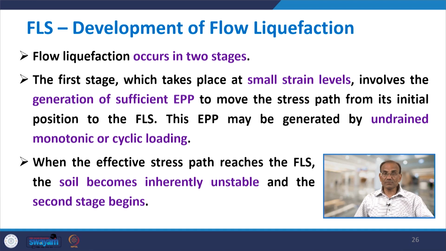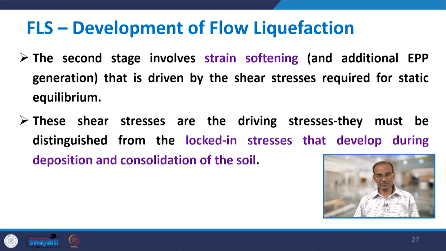Flow liquefaction occurs in two stages. The first stage, which takes place at a small strain level, involves the generation of sufficient excess pore water pressure to move the stress path from its initial position to the FLS. This excess pore pressure may be generated by undrained monotonic or cyclic loading. So, you have undrained loading, it could be either monotonic or cyclic. When the effective stress path reaches the FLS, the soil becomes inherently unstable and the second stage begins. This we also already discussed.